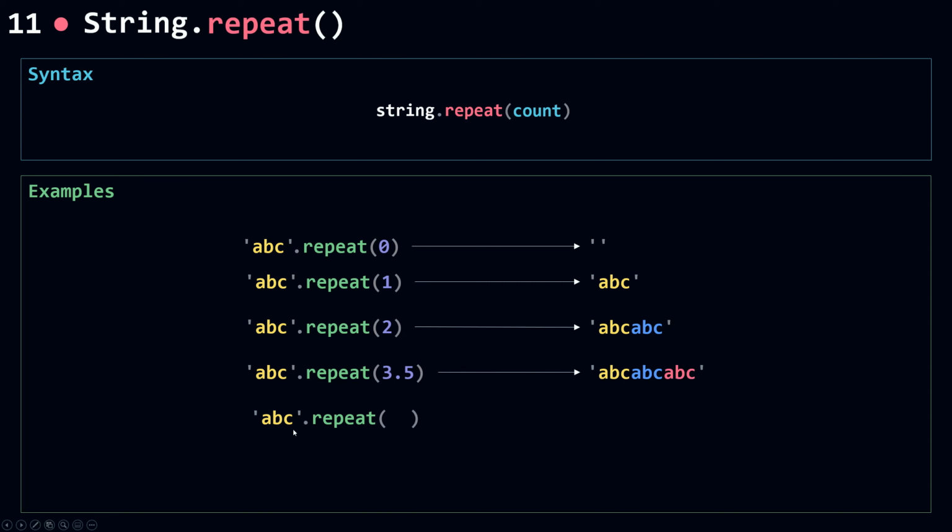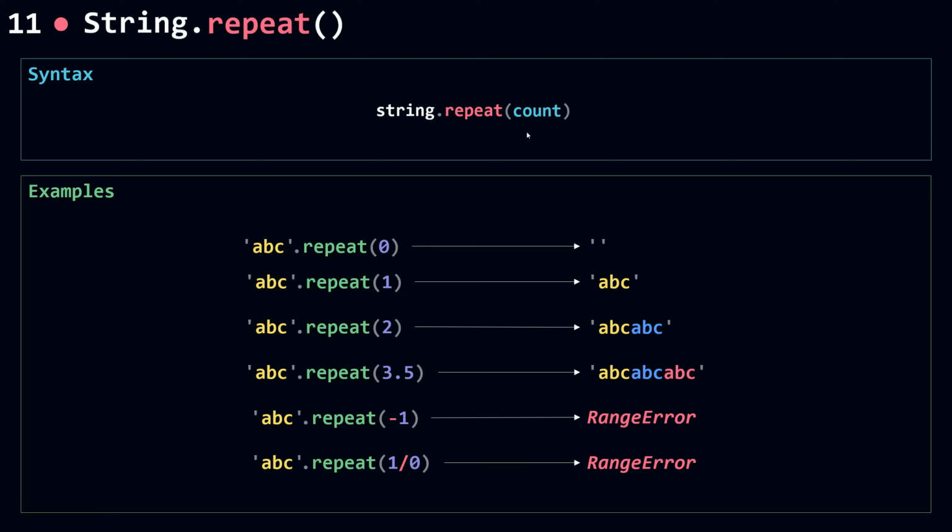Now if I call abc.repeat with -1, this will return a range error, because count must not be a negative number. Then if I call repeat with 1 divided by 0, I will also get a range error because 1 divided by 0 is infinity. So count must be an integer greater than or equal to 0.